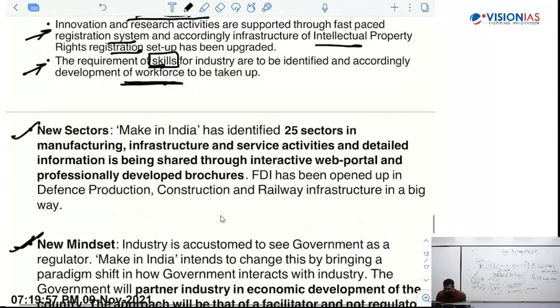Make in India has identified 25 sectors in manufacturing, infrastructure and service, and detailed information is shared through interactive web board and professionally developed brochures. FDI has been opened up. So you see 25 sectors. Again, they could have done it with 4 sectors, 5 sectors.